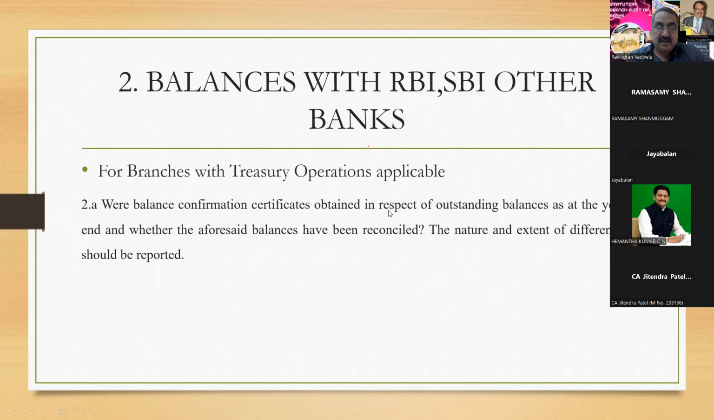Where the balance confirmation certificate is obtained in respect of outstanding balance as at the year end, and whether the aforesaid balances have been reconciled, the nature and extent of the difference should be reported. In case you find any balance on the balance sheet, you have to ask for the balance confirmation letter. Suppose you are going to audit IOB, for example, and IOB has treasury operation with RBI and SBA or with other banks, and there is a balance available at the balance sheet, you have to ask for the balance confirmation letter from RBI, SBA, other banks. And if there is any difference, you have to see that the balance has been reconciled.